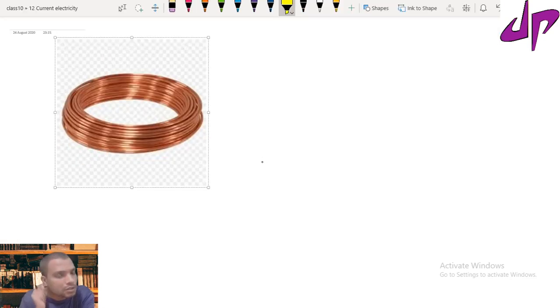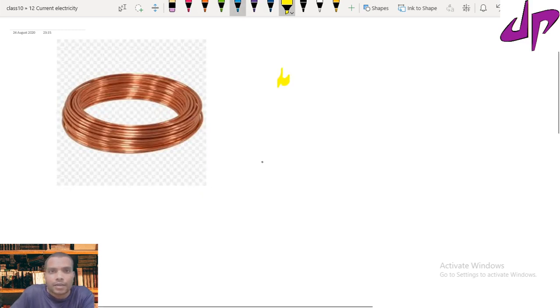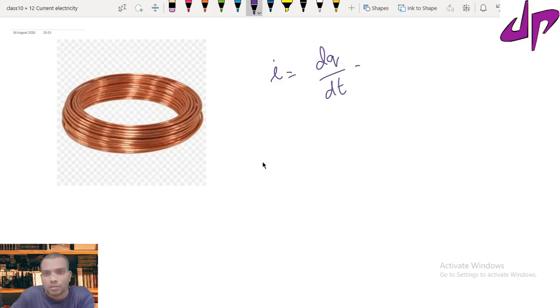We were discussing current electricity. In the previous class, we learned about what current is. Current is nothing but the rate of flow of charge, which we define as electric current. The unit is coulomb per second, which we define as amperes. Current is a scalar quantity because it does not follow the law of vector addition.